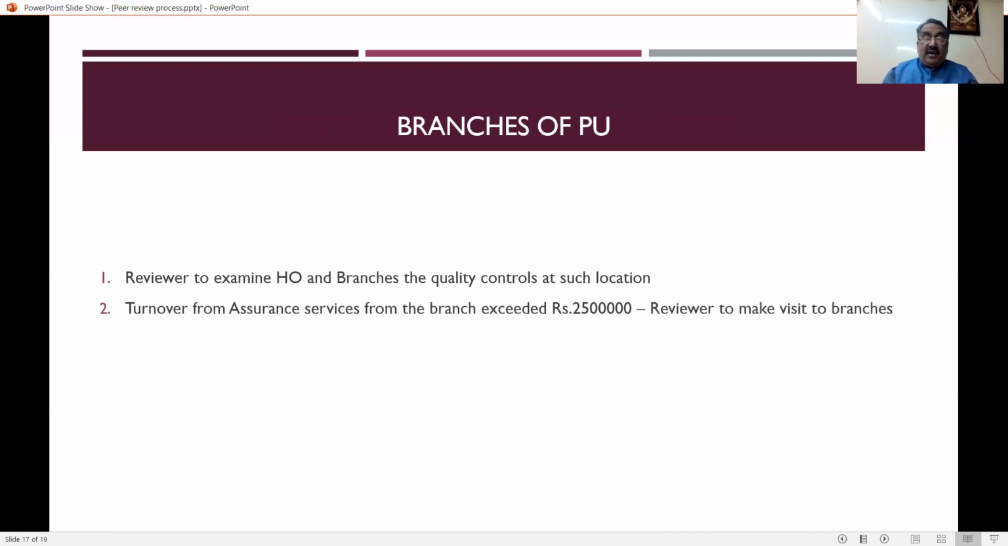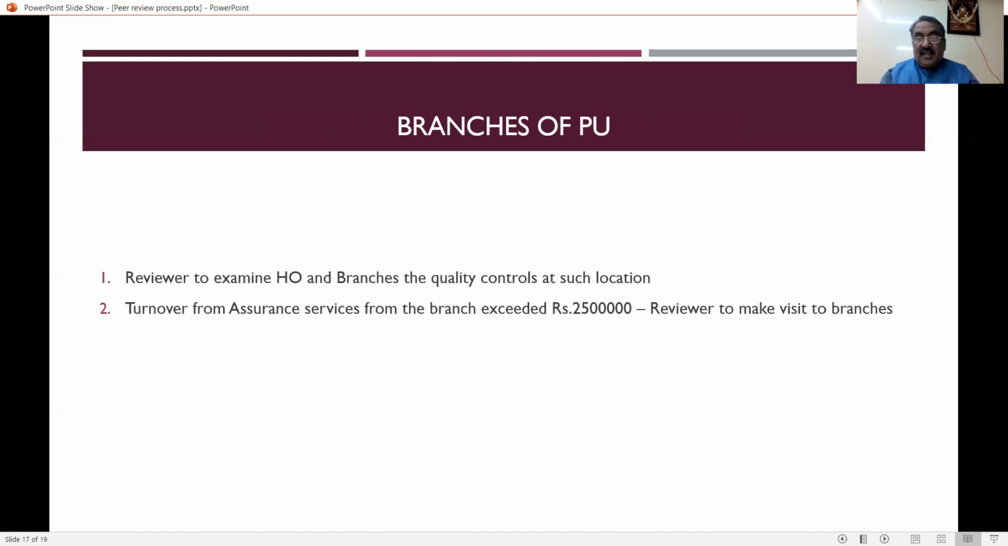But if the turnover from assurance services from your branch exceeds 25 lakhs, then the personal visit of the reviewer is a must, it's mandatory. He has to go to each and every branch where the turnover from the assurance services has exceeded 25 lakhs. So it's a very, very important thing.